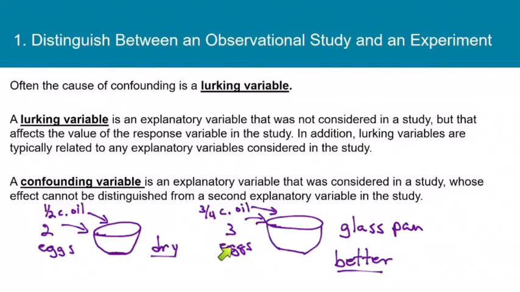So these two things are confounding variables. I know they probably both had an effect, but I don't know how much of the change was due to which one. And there's no way to tell them apart because I changed them both at the same time. And I didn't even think about the fact that a glass pan could change the outcome. So that is a lurking variable because we didn't think about it. And these two are confounding because we did think about them, but we can't tell them apart. Okay, so that's really the difference between lurking and confounding.